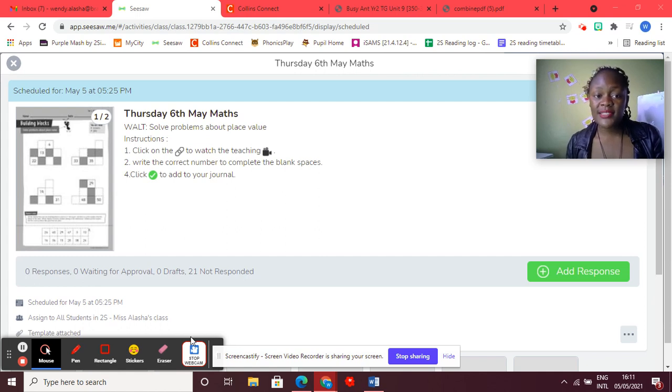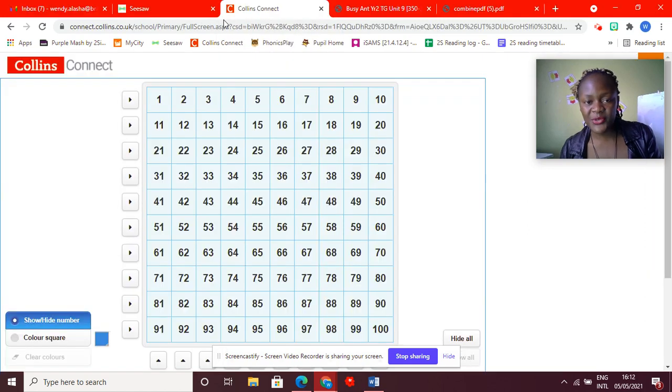This week we started learning about place values of numbers. Do you remember the activity you did yesterday? Well, now we are still learning about solving problems about place values. Now let's look at this 100 square here.